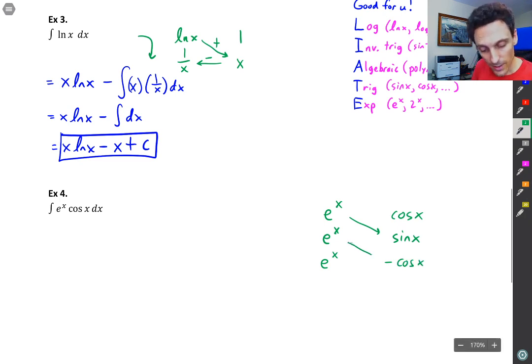Now if we do another step of integration by parts and pull out, notice what's inside of our new integral. Our new integral has e to the x cosine x.